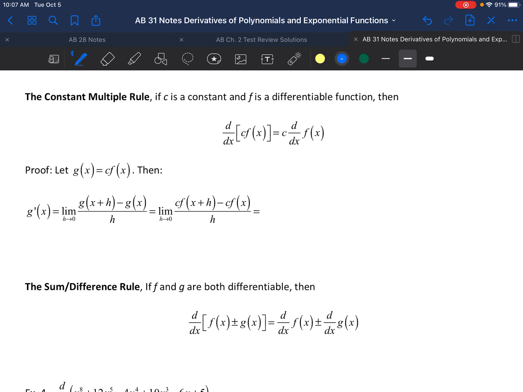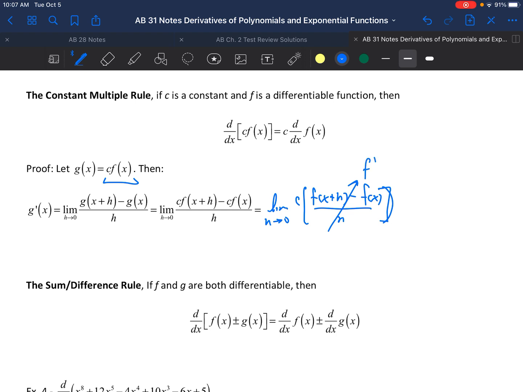The reason for that, if we follow along, we've got some function c f of x. Well, I can factor that. It's going to be the limit as h approaches 0 of c multiplied by f of x plus h minus f of x all over h. This is the derivative of f of x, and so we have c f prime of x.